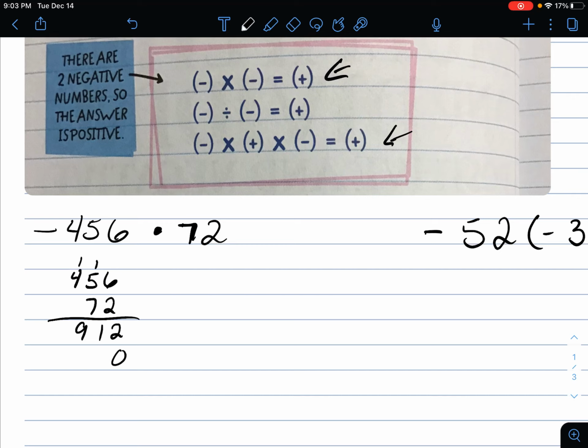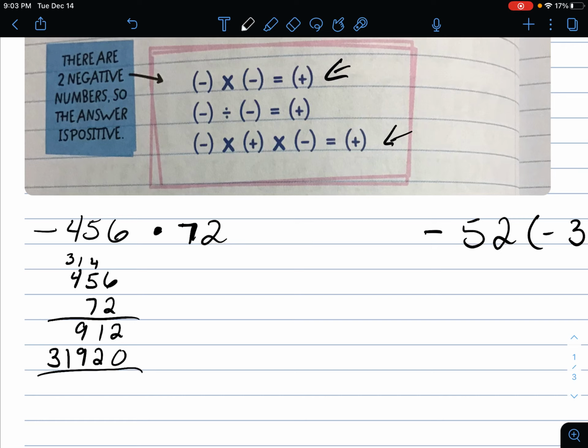Okay, now move on to the 70. So we bring a 0 down, now we just multiply everything by 7. 7 times 6 is 42. 7 times 5 is 35, plus 4 is going to be 39. Bring the 3. 7 times 4 is 28, plus 3 is going to be 31.